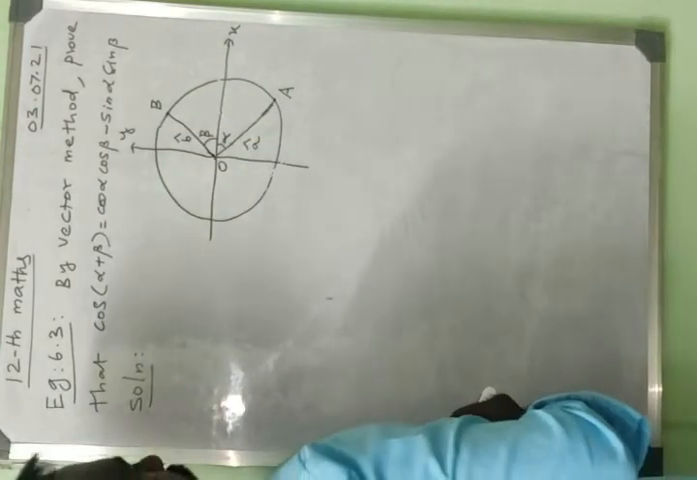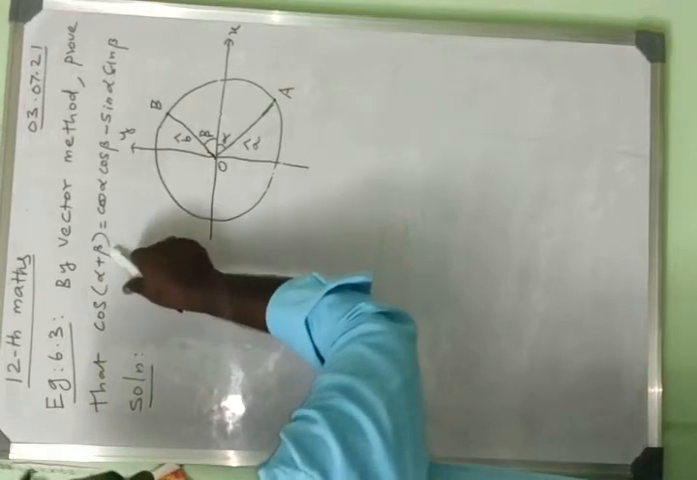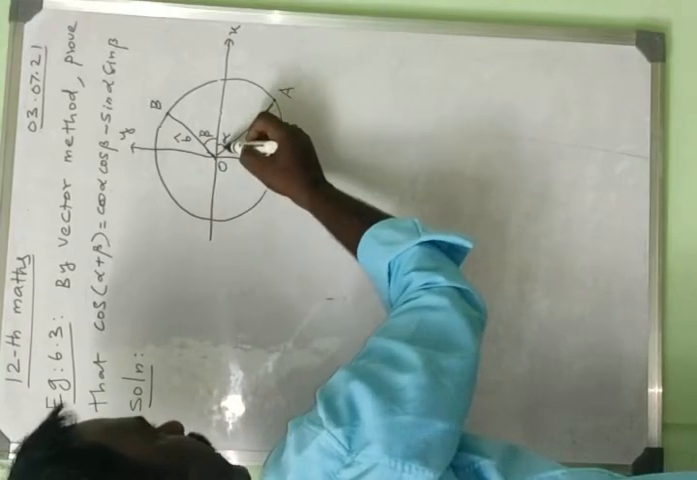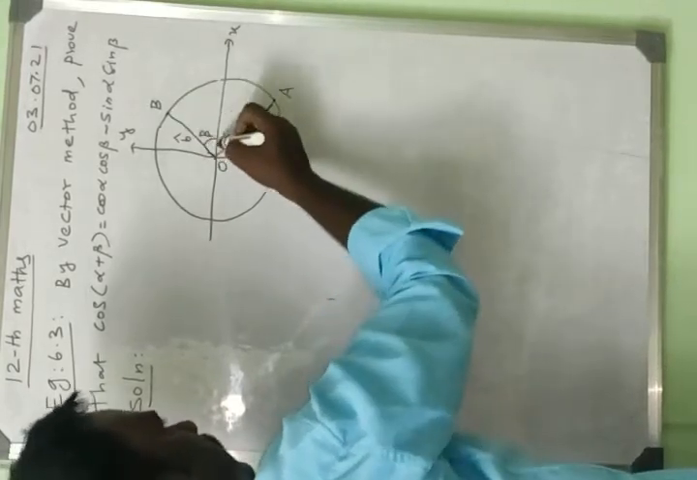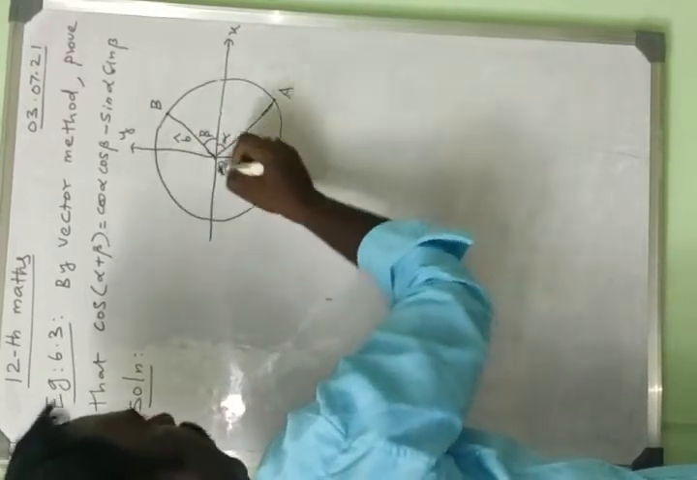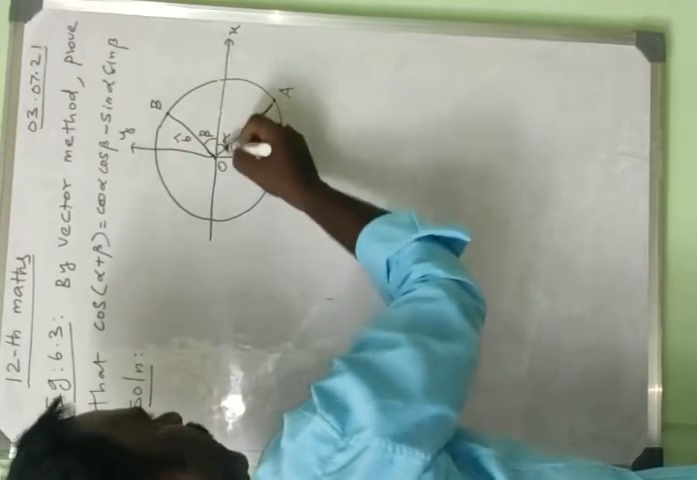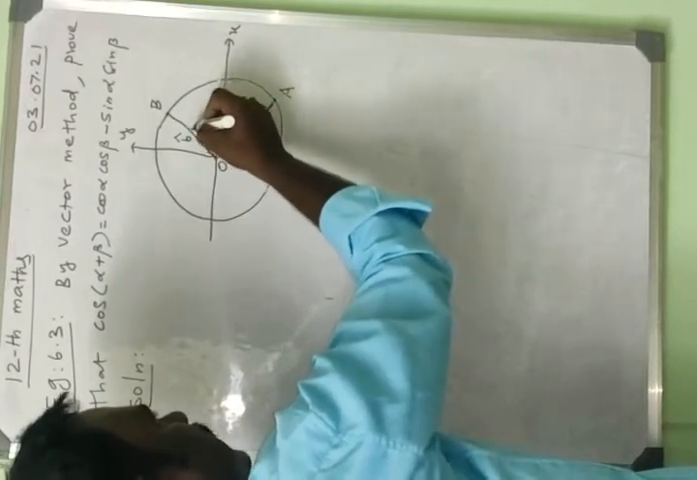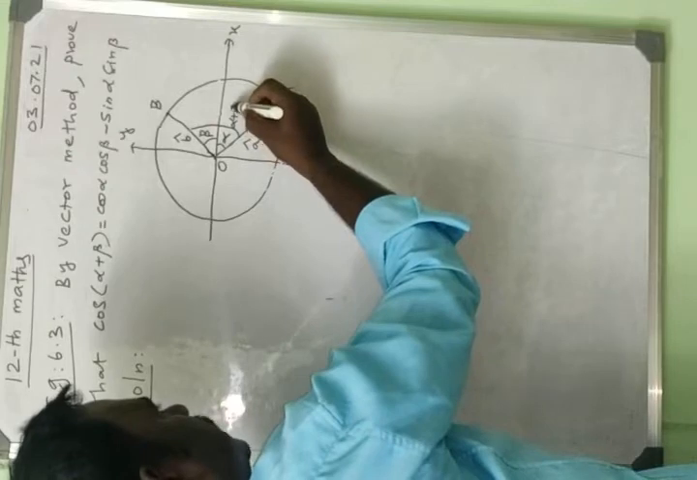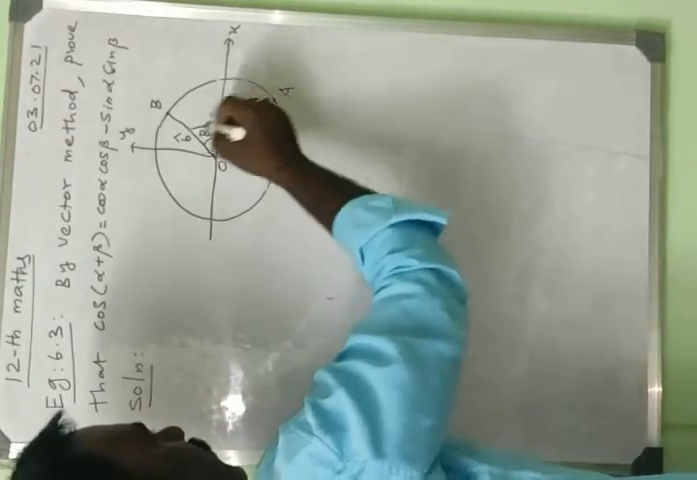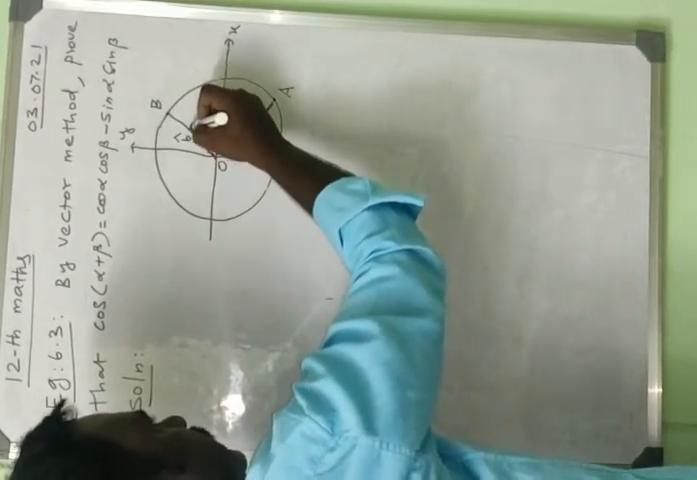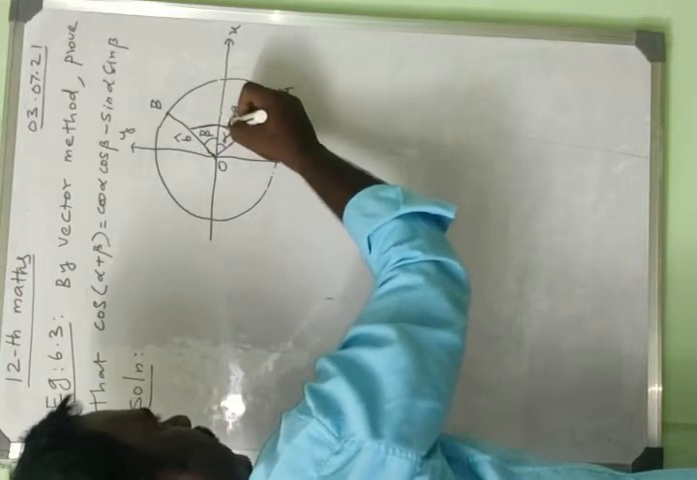We want alpha plus beta. XOA gives the angle alpha, and XOB we mark beta. AOB is the total angle, alpha plus beta, from these angles added. Alpha plus beta means AOB, the lines OA and OB joining. This is the total angle alpha plus beta. Mark this.